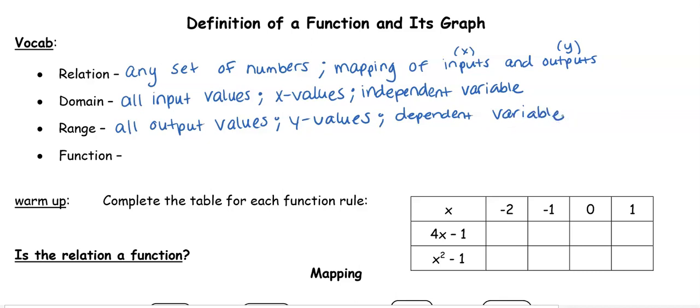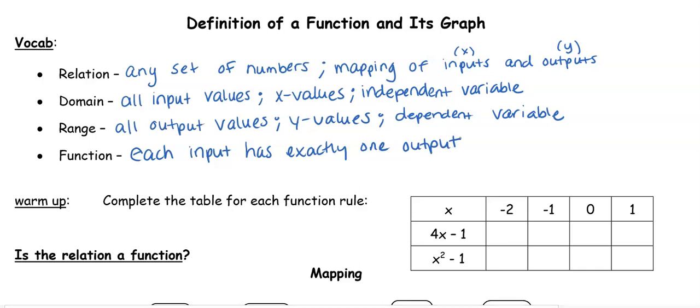And now finally to our vocab word, our focus of the day, a function. What defines a function? A function is when you have exactly one output for every input. And I like to look at it the other way, saying each input value has exactly one output. So every input has exactly one output.